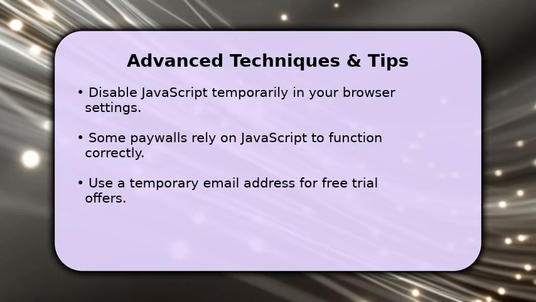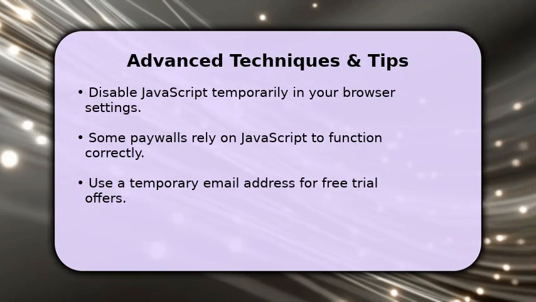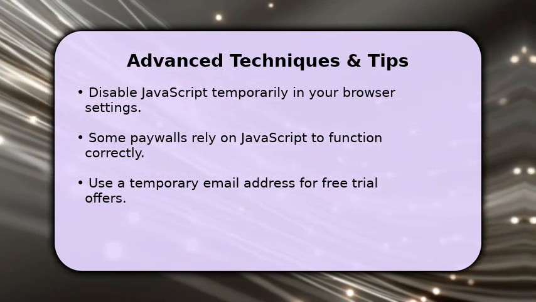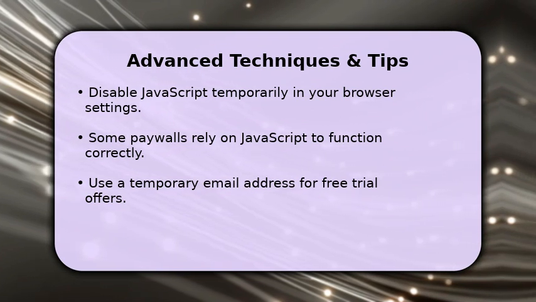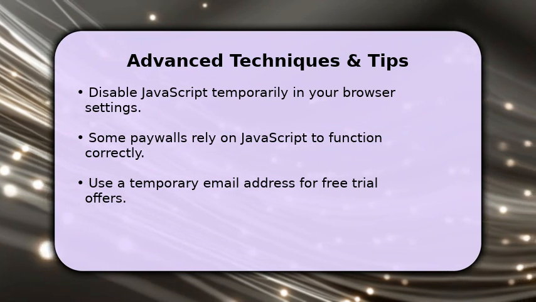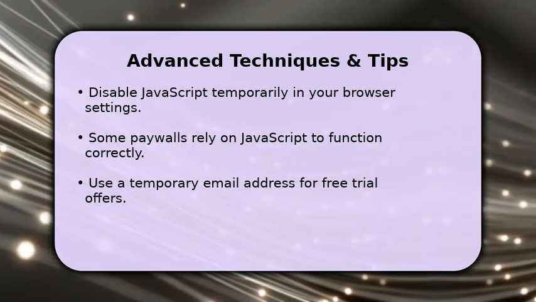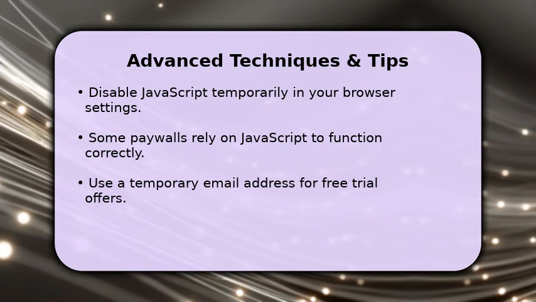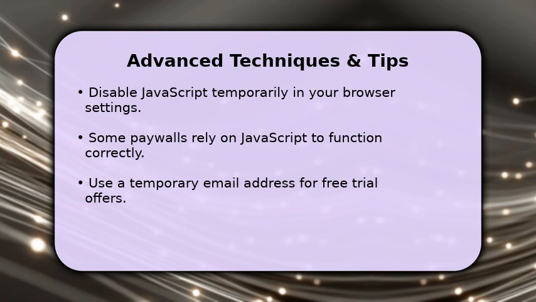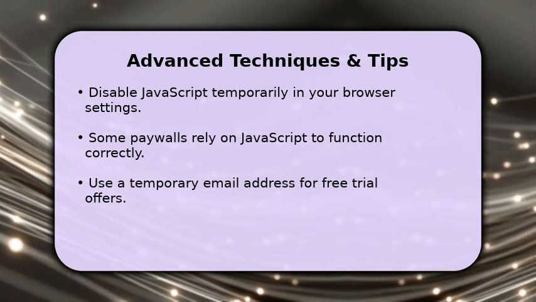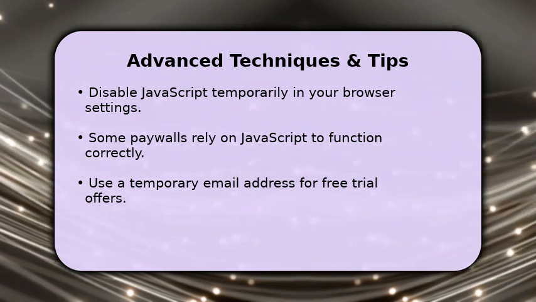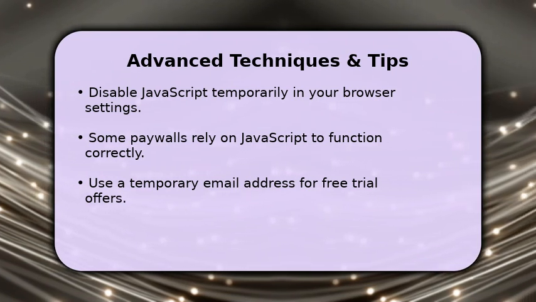For more persistent paywalls, you might try disabling JavaScript in your browser settings. Many paywalls depend on JavaScript to load, so turning it off can sometimes reveal the content. Remember to re-enable it afterward for normal browsing. Also, if a site offers a free trial, consider using a temporary email service to sign up without committing your primary address. Finally, opening articles in an incognito or private browsing window can occasionally bypass certain tracking-based paywalls.